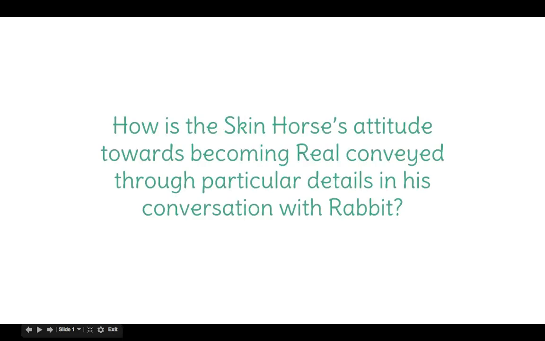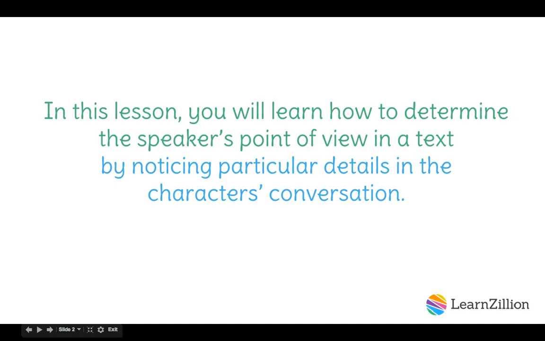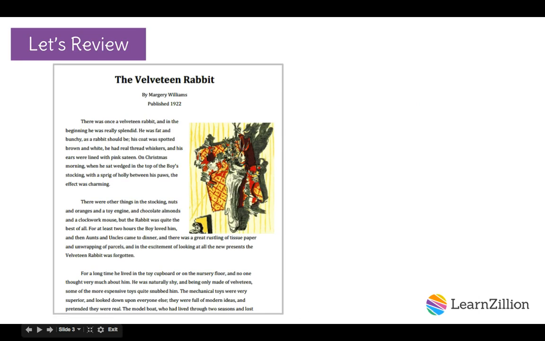How is the Skin Horse's attitude towards becoming real conveyed through particular details in his conversation with Rabbit? In this lesson, you will learn how to determine the speaker's point of view in a text by noticing particular details in the character's conversation. Let's review what we've been reading.